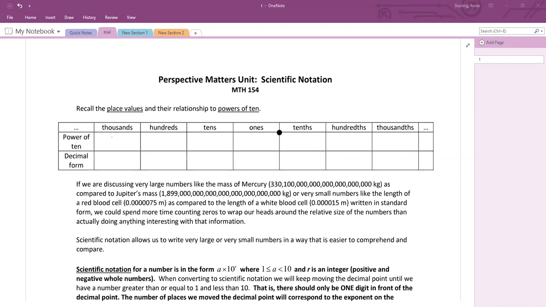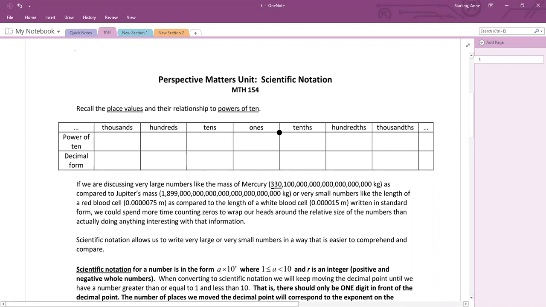If we talk about scientific notation, the idea behind it is that we want to write really, really large numbers or really, really small numbers in a standard form so that it's a little easier to understand versus writing all the zeros. If we look at the mass of Mercury, for example, it's this big number, and we really can't comprehend that compared to Jupiter's mass and which one is bigger and so forth.